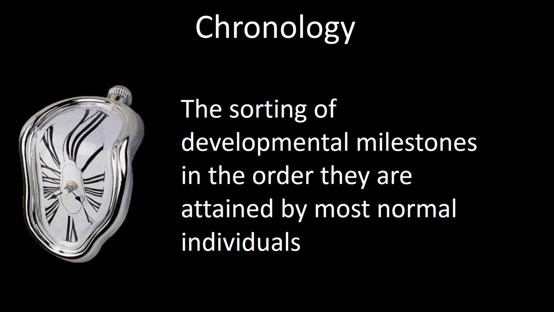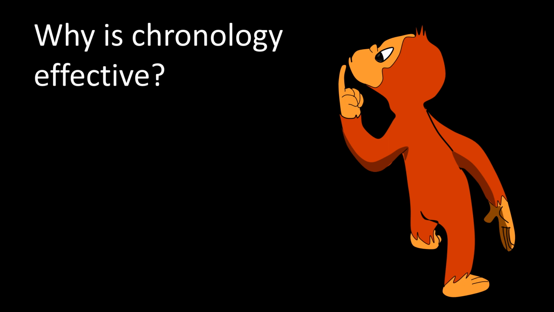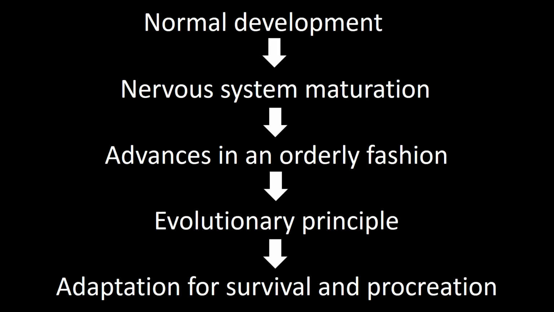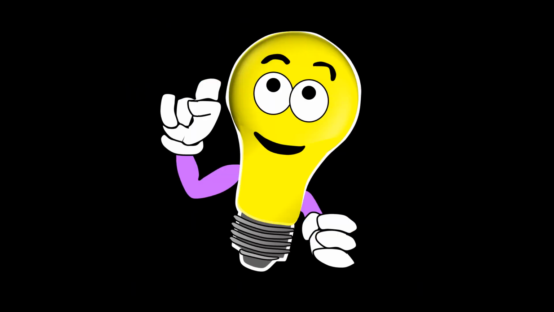Chronology, from the developmental point of view, as we previously mentioned, refers to arranging developmental milestones in the order they are attained by most developmentally appropriate kids. The reason chronology is effective to help us answer developmental questions is because, as expressed in this frame, normal development results from normal nervous system maturation, which advances in an orderly fashion based on evolutionary principles dictated by the need of survival and procreation. Here goes an example that supports what we have just said.